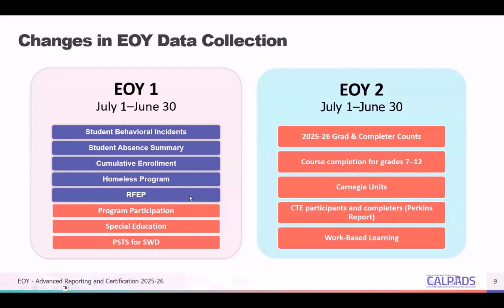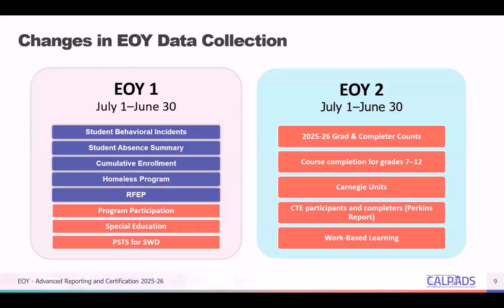And so for End-of-Year 1, it includes student behavioral incidents, as well as student absence summary, the cumulative enrollment data, your homeless programs, as well as your RFEP data. In addition to that, you will also be submitting program participation, which previously was submitted in End-of-Year 2, your special education data, and your PSTS for students with disabilities. That is the post-secondary outcomes for prior year completer students with disabilities.